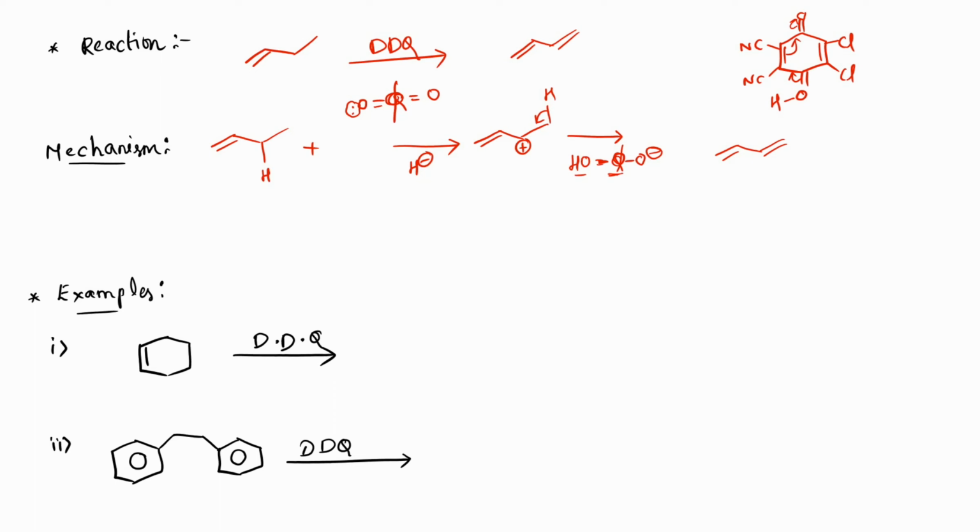Now, let us go for certain examples. Let us start with simple examples. In this particular compound, we have a cyclohexane ring with one double bond. So this is cyclohexene. When you treat it with DDQ, let us say we have taken not a limited amount of DDQ, we have taken multiple equivalents. First, it will remove hydrogen from this position, leading to the formation of a carbocation. Once the carbocation is formed, next the O minus charge pulls out the hydrogen from this position, which gives a double bond at this position.